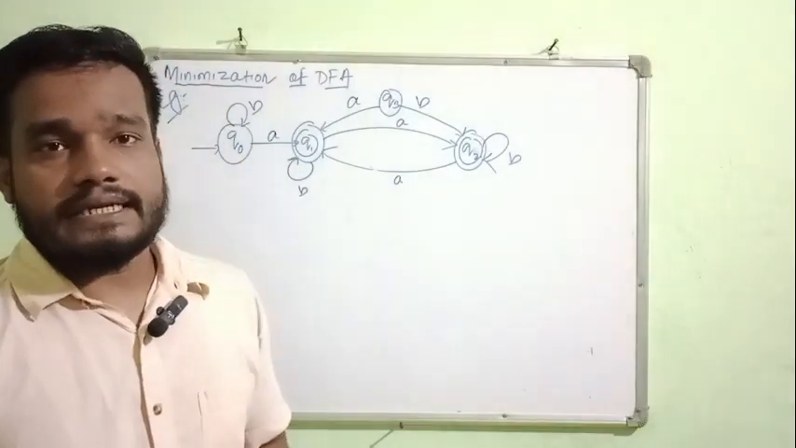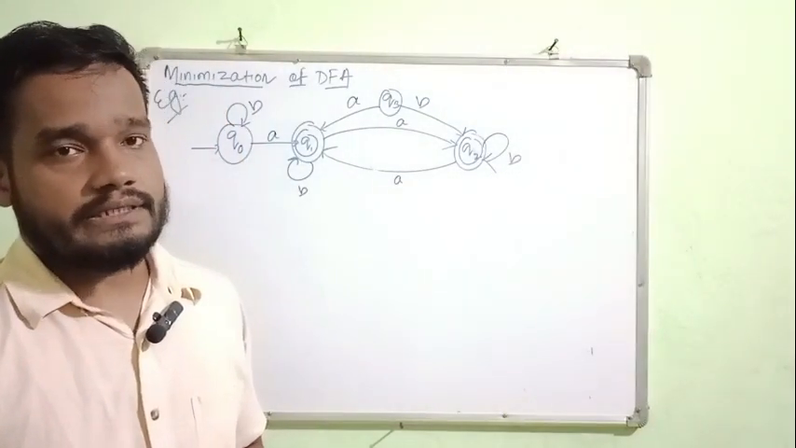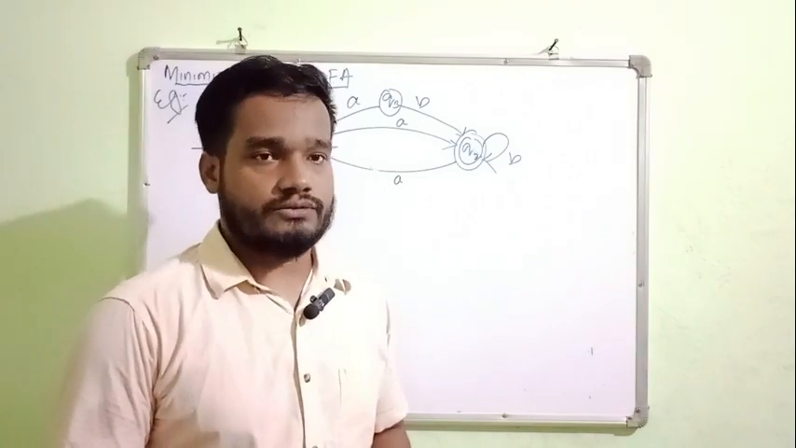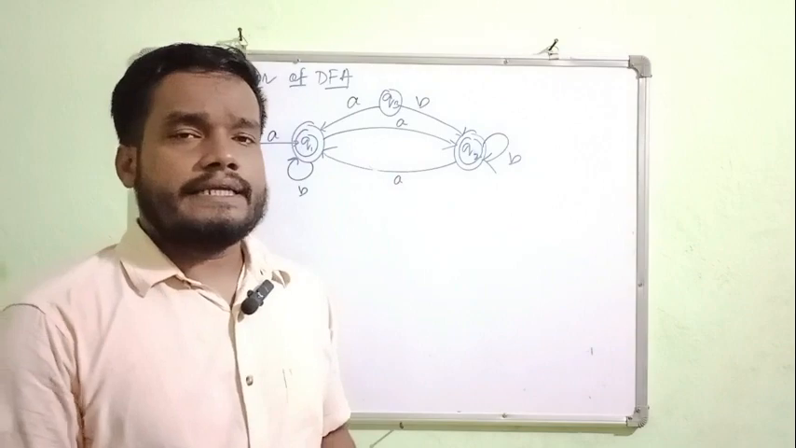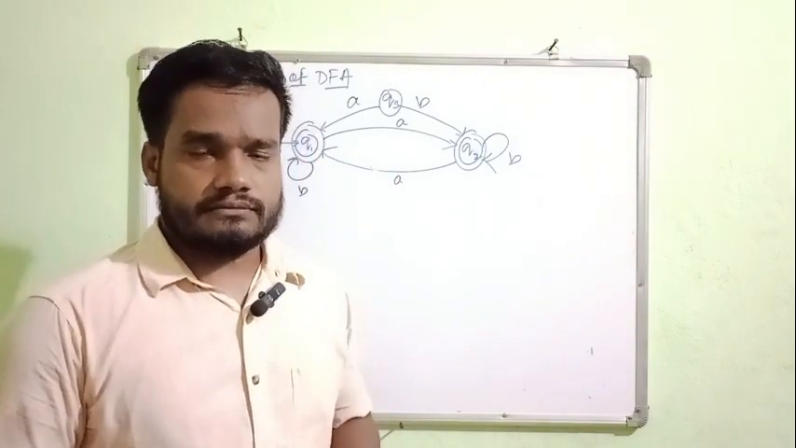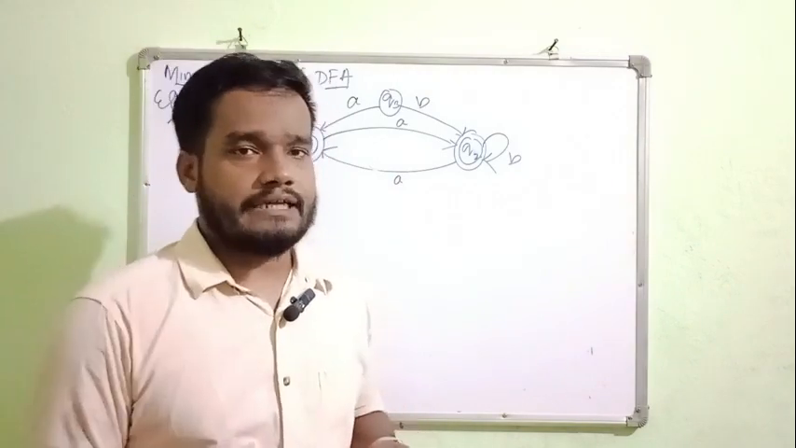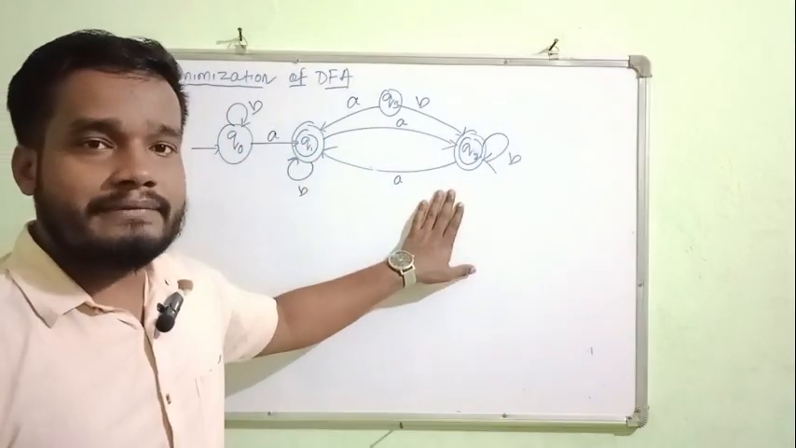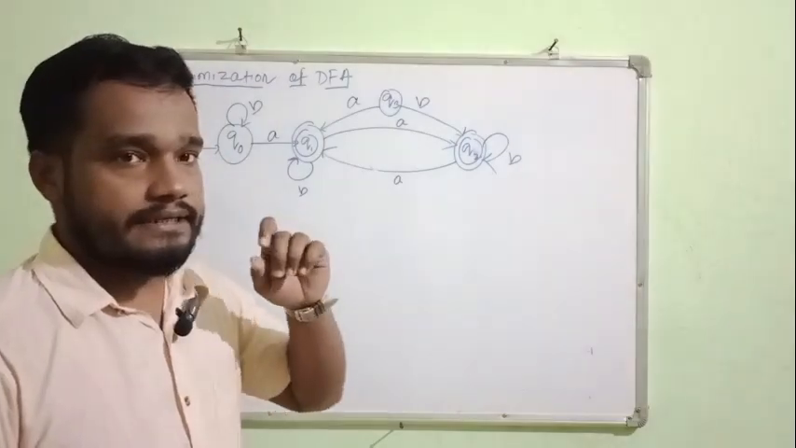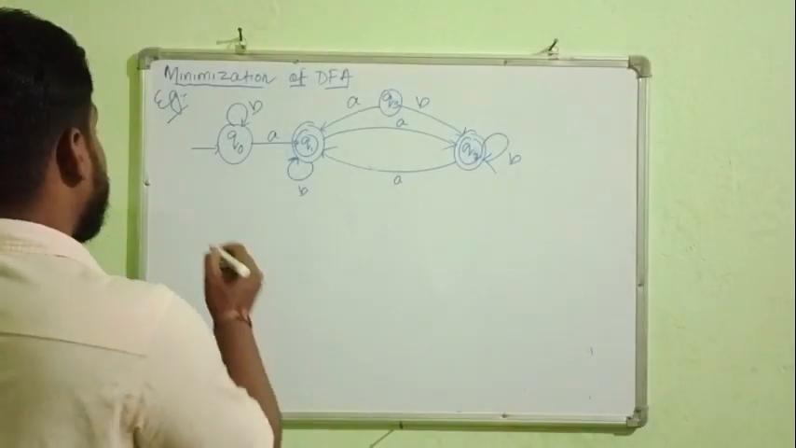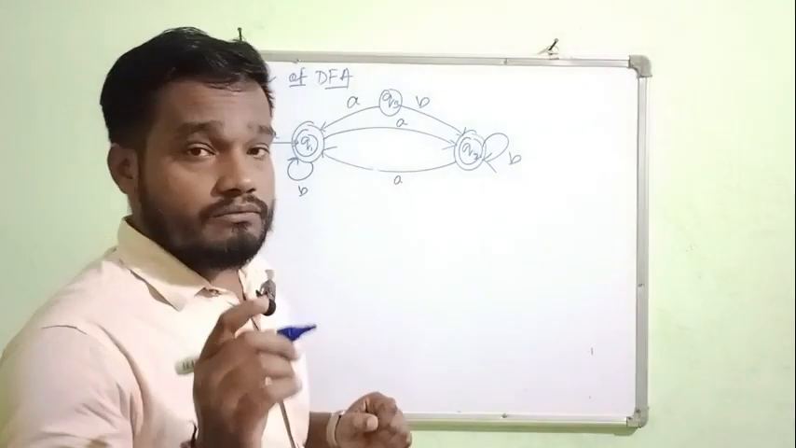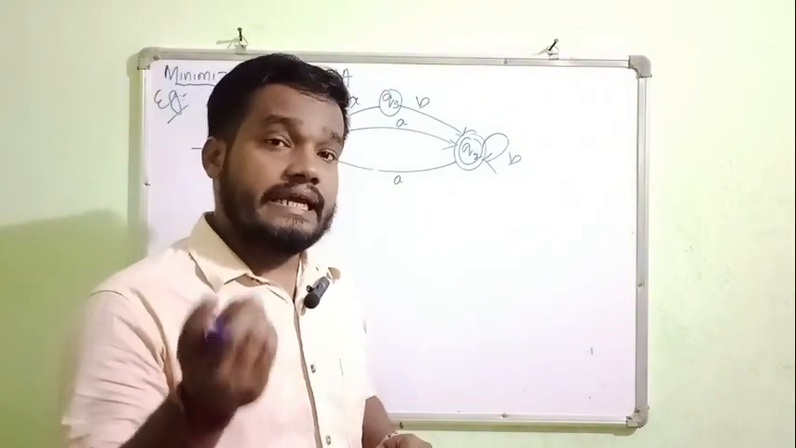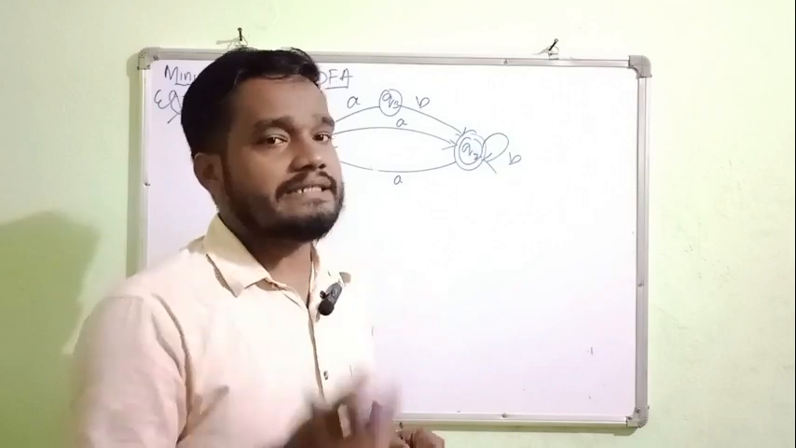So this is the example of DFA, and we will try to minimize it by using the equivalence theorem. I had already explained the steps to you. There are different types of steps, so we will try to implement these steps upon it. First, step number one: eliminate the state which is inaccessible from the initial state.